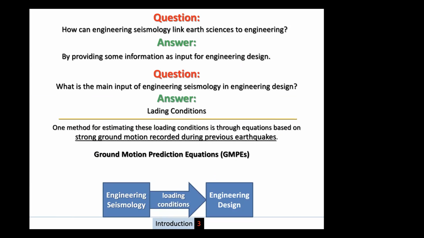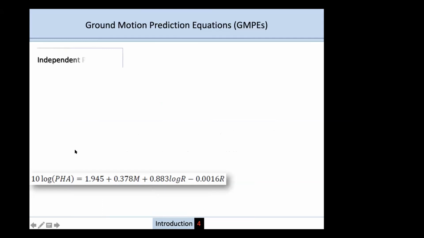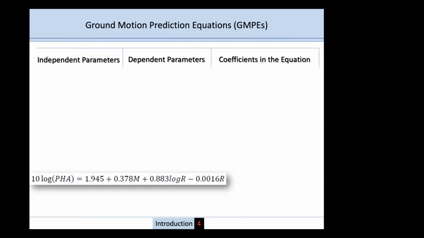One of the methods that can be used for estimating these loading conditions is through equations based on strong motion recorded during previous earthquakes. These kinds of equations are called ground motion prediction equations, or GMPEs. Here is a very simple example of such equations. The numbers are not important at all, but the most important point is that we have independent parameters in this equation, and we have a dependent parameter and some coefficients, as you can see in this equation.